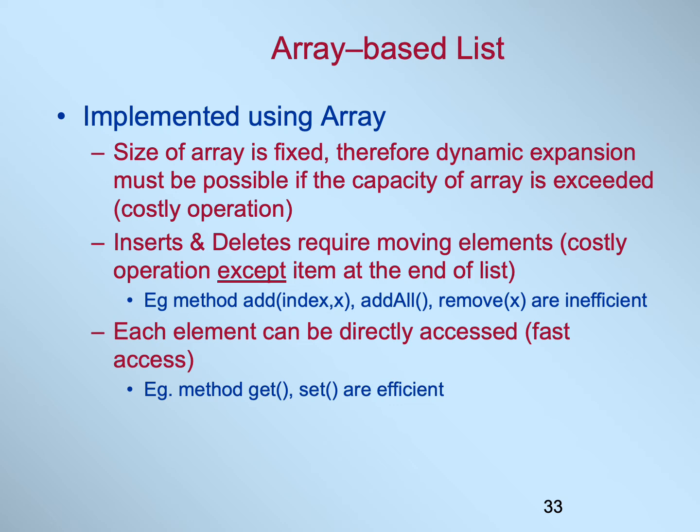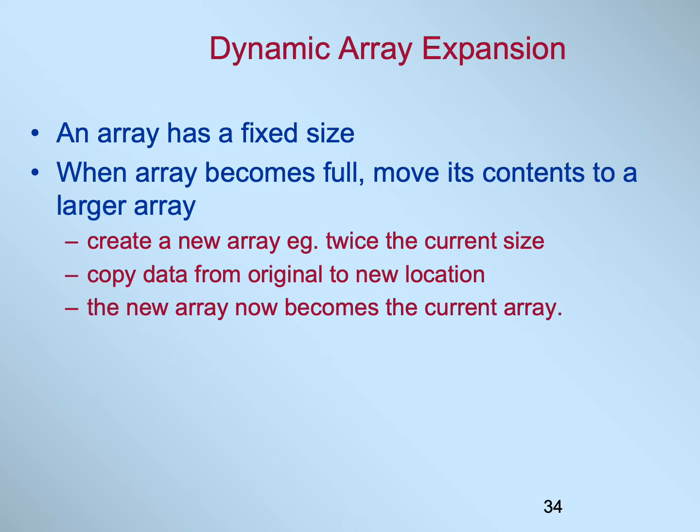In ArrayList, each element can be directly accessed, for example, using the get and set method. What does it mean by dynamic array expansion? An array has a fixed size. If you refer to the ArrayList API, you will see that it states that the initial capacity of the ArrayList is 10. When the array becomes full, it will move all of its content to a larger array.